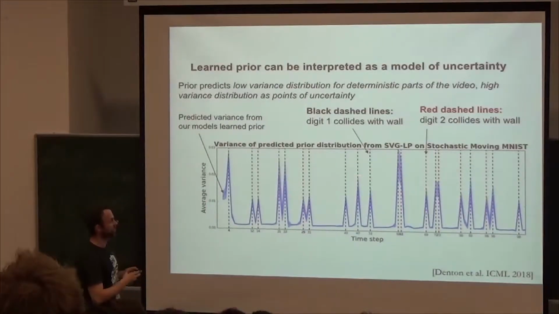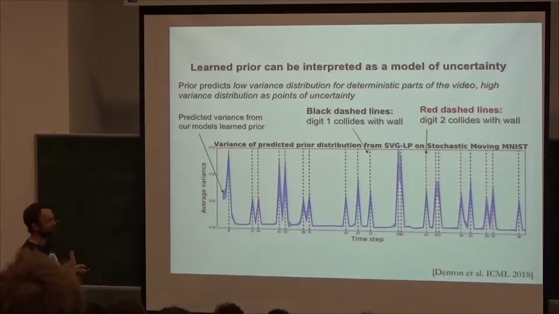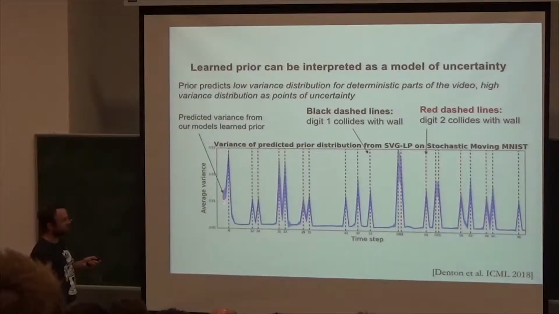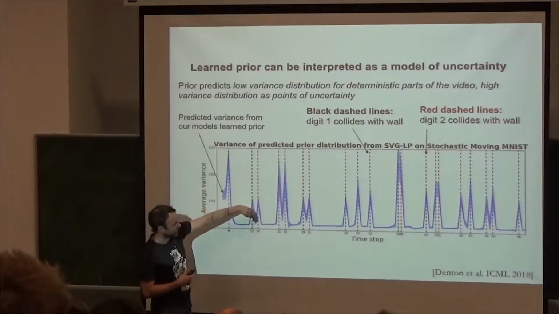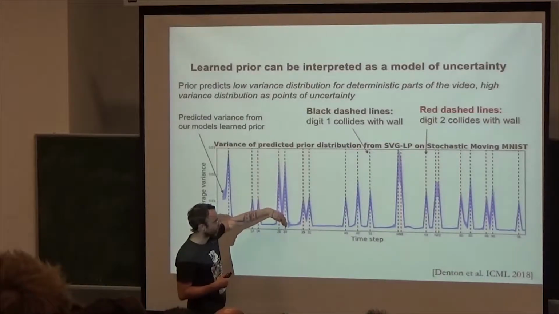And in these models, you can also look at when the collisions are going to happen, because you generate the data. So you can look at that prior distribution, which depends on the previous frames, and its variance will change. It's making a prediction, essentially, as to when it thinks uncertain things will happen. And you can see, indeed, that the uncertainty, which is this blue curve of the learned model, coincides with the collision points when the digits hit the wall.